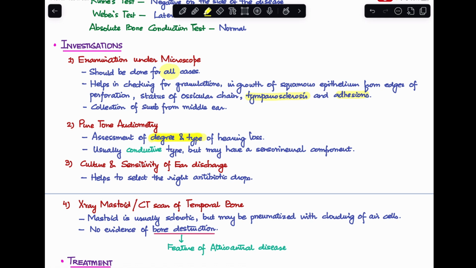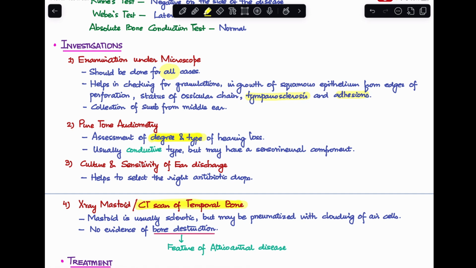Usually we see a conductive type of hearing loss, but it can also have a sensorineural component in some cases. Third is the culture and sensitivity of the ear discharge. This will help you in selecting the right antibiotic drops. And fourth, a very important one, especially in cases of surgery, would be an X-ray mastoid or a CT scan of the temporal bone. We do prefer the CT scan of the temporal bone.